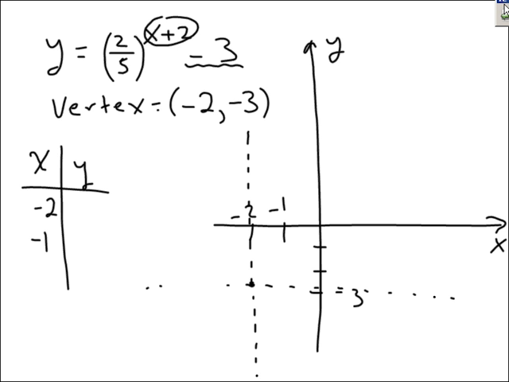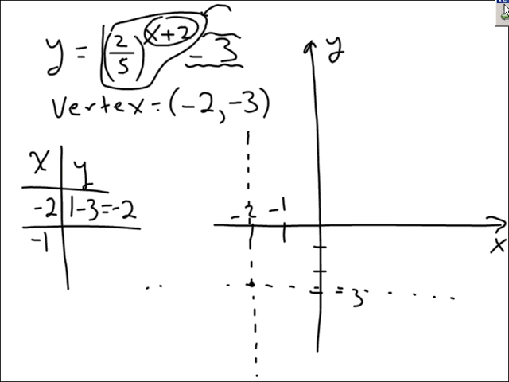Okay, now when x is negative 2, the exponent is 0. 2/5 to the 0 is 1. But let's not forget to take away 3. 1 minus 3 is negative 2. When x is negative 1, the power will be 1. So here we have 2/5 to the 1, or 2/5. And then when we take away 3, we get negative 2 and 3/5.